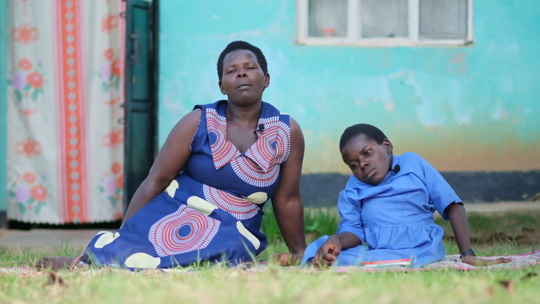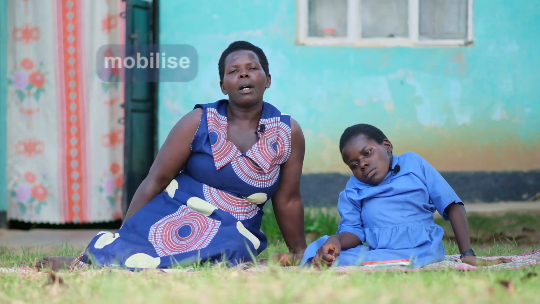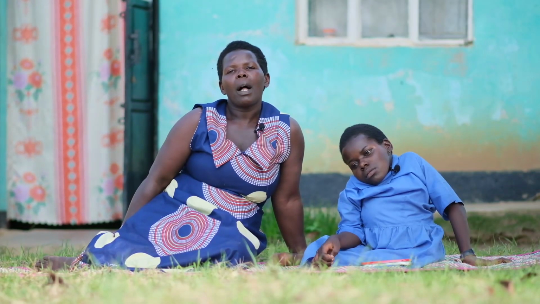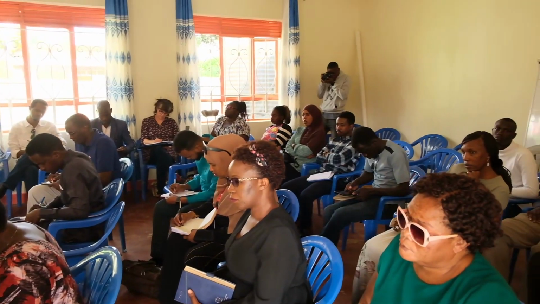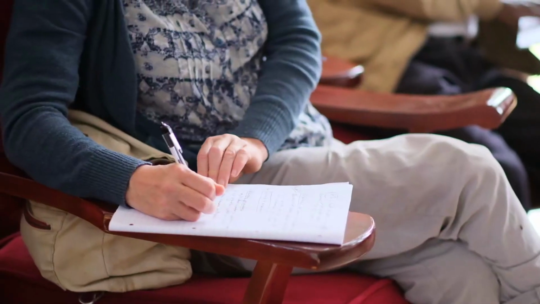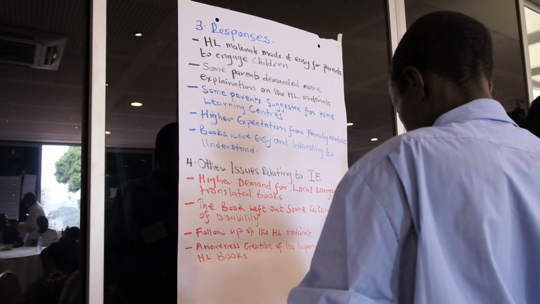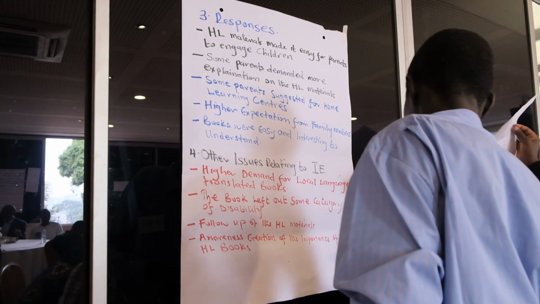Parents of children with disabilities can work with OPDs to mobilise families to support inclusive education. OPDs can lobby the government to change policies, plans, and budgets. To do all this, OPDs must build on existing knowledge and develop advocacy skills.